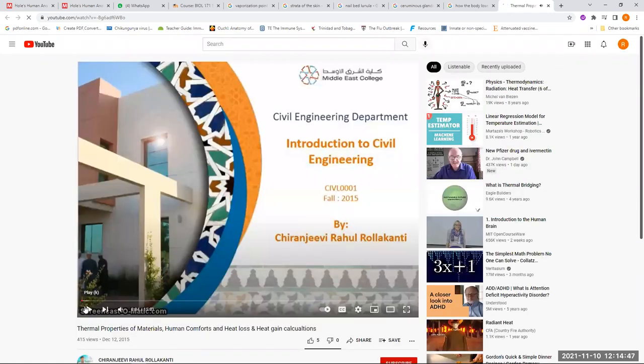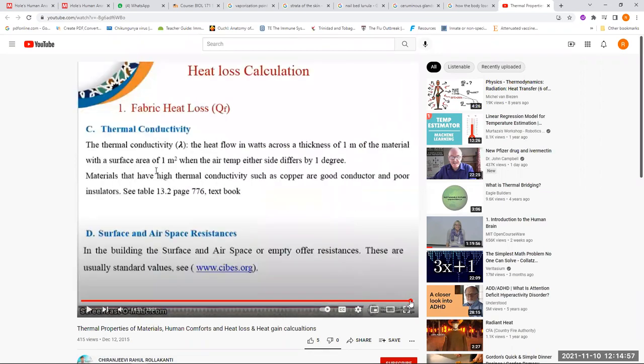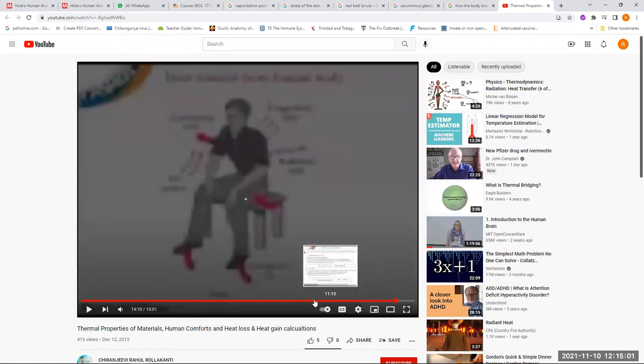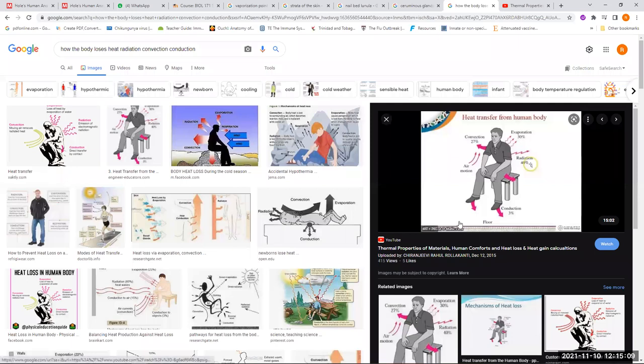Civil Engineering Department. Introduction to Civil Engineering. Huh, sounds reputable. Let's see if it has references. One way, it's possibly true. I don't like the fact that it doesn't have references. So this is our good figure here, but it doesn't say where he gets it from. That's why it's always important to quote where you get your information from.